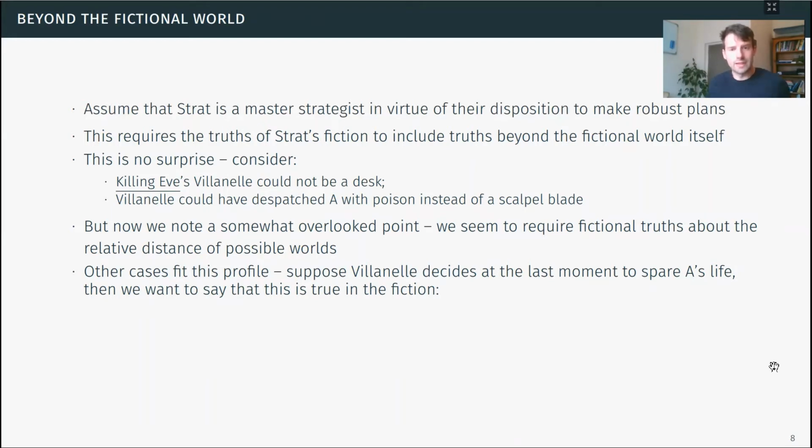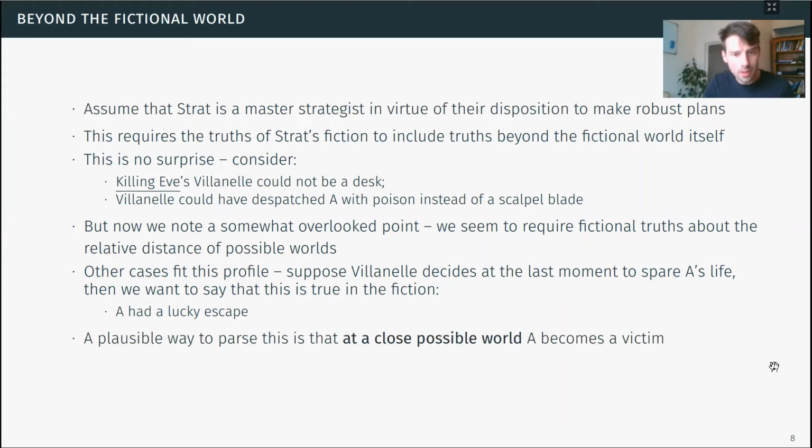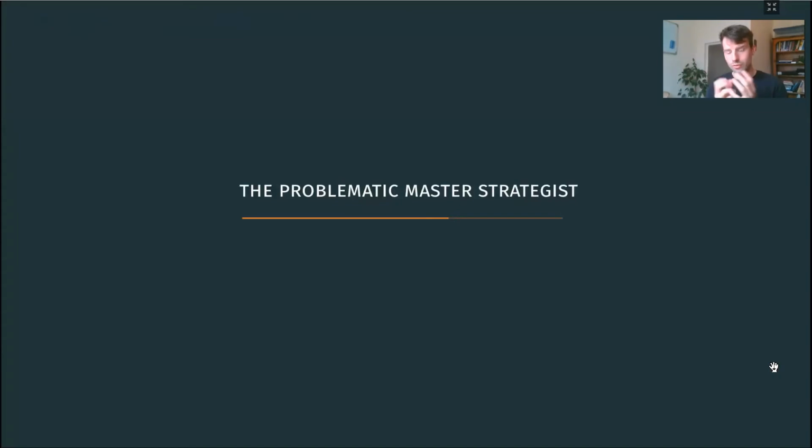Suppose in the fiction that Villanelle decides at the last moment to spare A's life. Then we want to say that the following is true in the fiction. A had a lucky escape. That seems, again, an acceptable thing we want to say about the fiction. But a natural way to pass this is as saying that at a close possible world, A becomes a victim. Okay, so on to our last significant section.